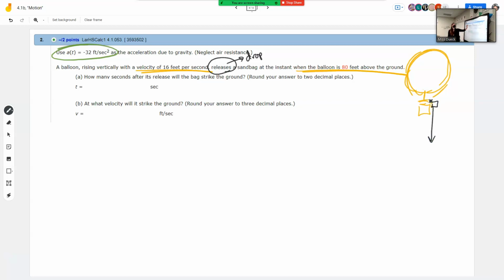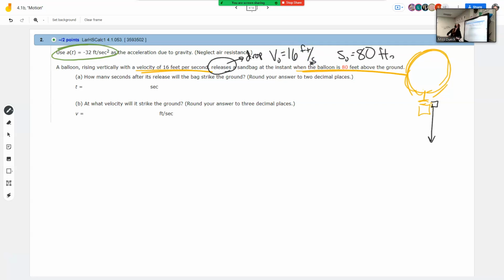So isn't that 80 feet where my sandbag is starting from, guys? Do you guys agree? It's starting from 80 feet up from the ground, and it's coming down. Even though the people in the balloon are dropping it, why am I going to make the initial velocity 16 feet per second?